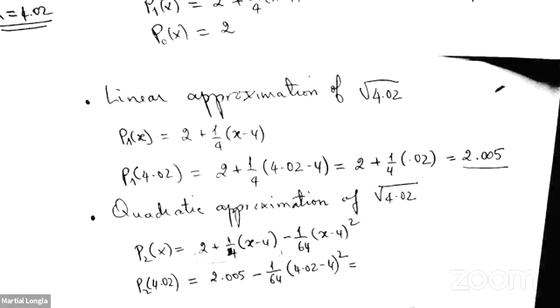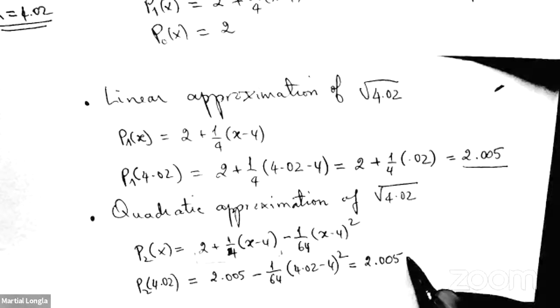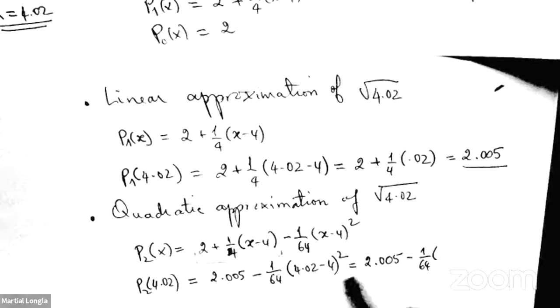And so here, that's 2.005 minus 1/64, and then 0.02 squared, which is 0.02.